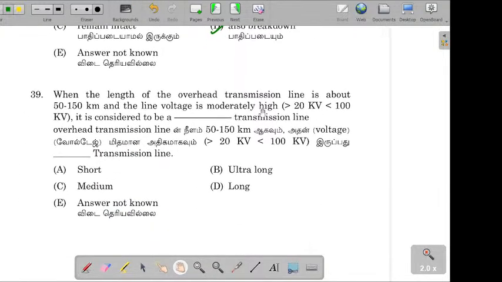When the length of the overhead transmission line is about 50 to 150 km and the line voltage is moderately high, beyond the limit which is lesser than 20 kilowatts and greater than 100, it is considered to be dash transmission line. It is of medium transmission line.